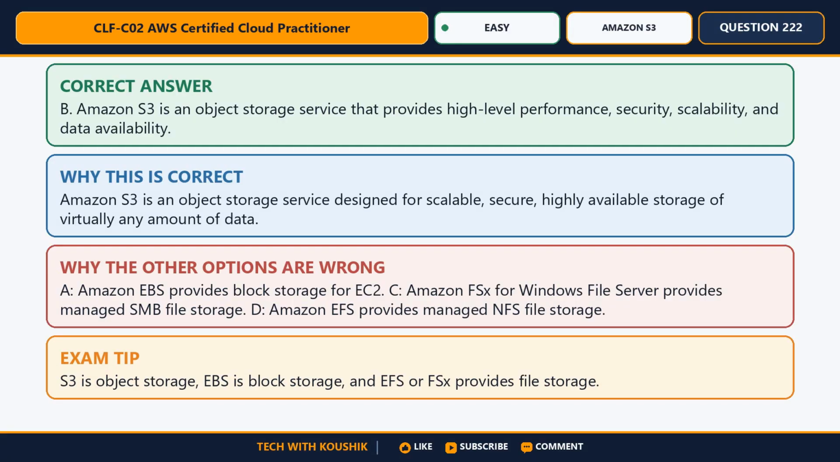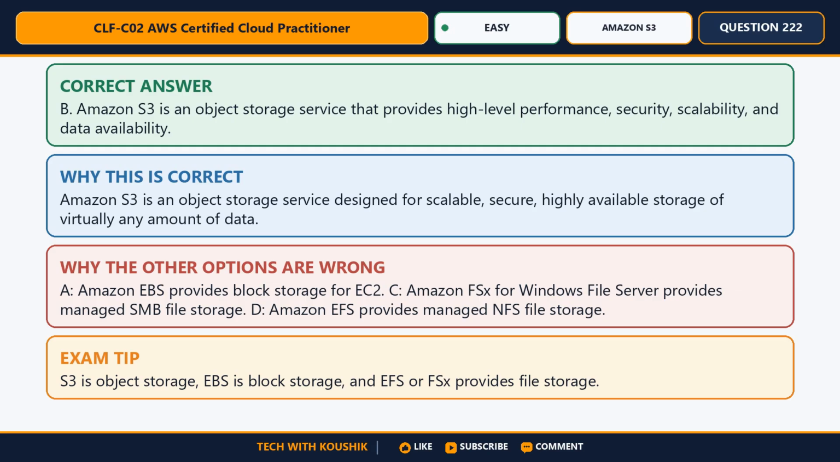The correct answer is B. Amazon S3 is an object storage service that provides high-level performance, security, scalability, and data availability. Here is why. Amazon S3 is an object storage service designed for scalable, secure, highly available storage of virtually any amount of data. Why are the other options not correct?